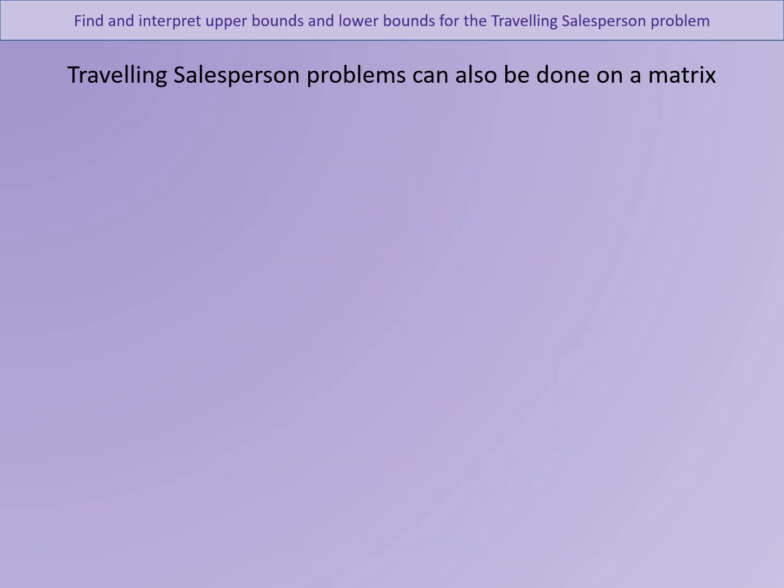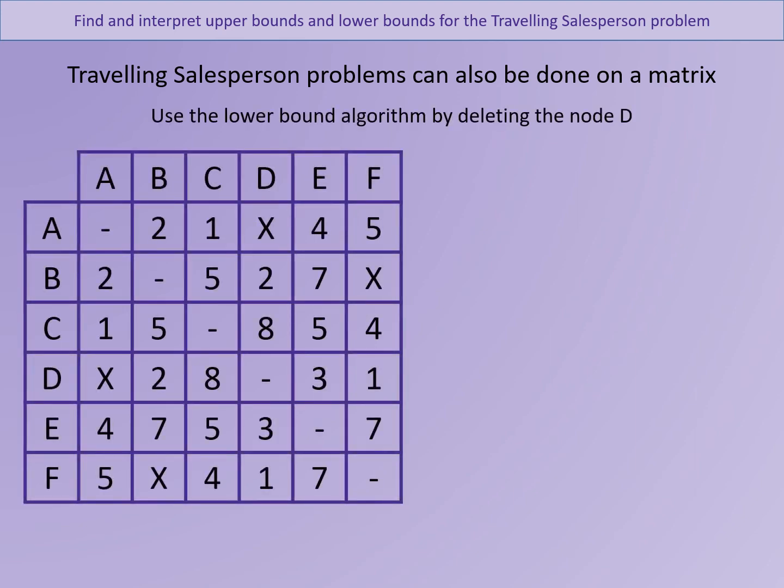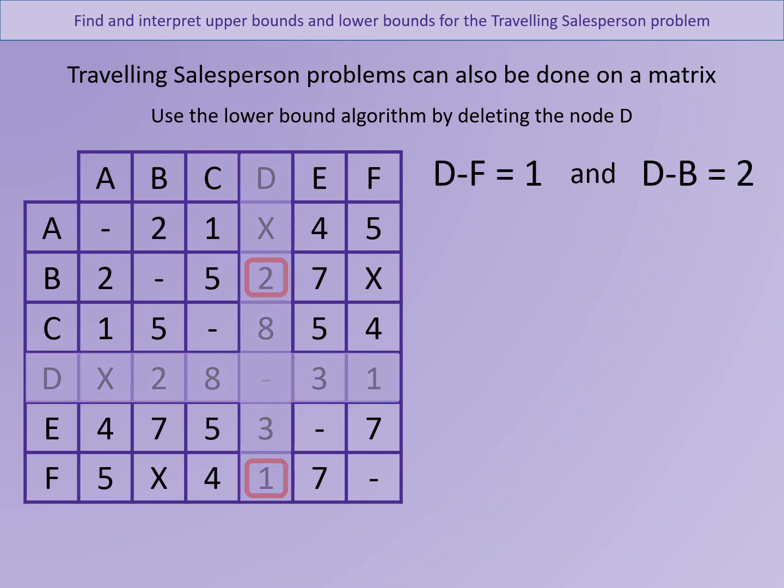So pause the slide again, and this time do the lower bound algorithm to find a lower bound, but this time by deleting node D. So if node D is going to be the node that we delete, we first of all need to identify the two shortest arcs from D. They are D to F with a weight of 1 and D to B with a weight of 2. Now that we've found those, we can now delete D. Remember that this is done easiest by redrawing the table but missing out row D and column D.